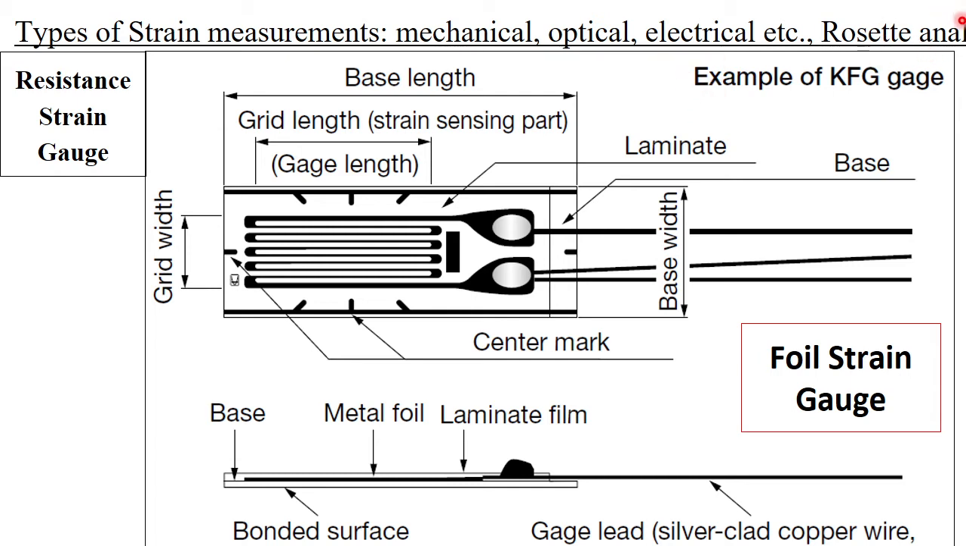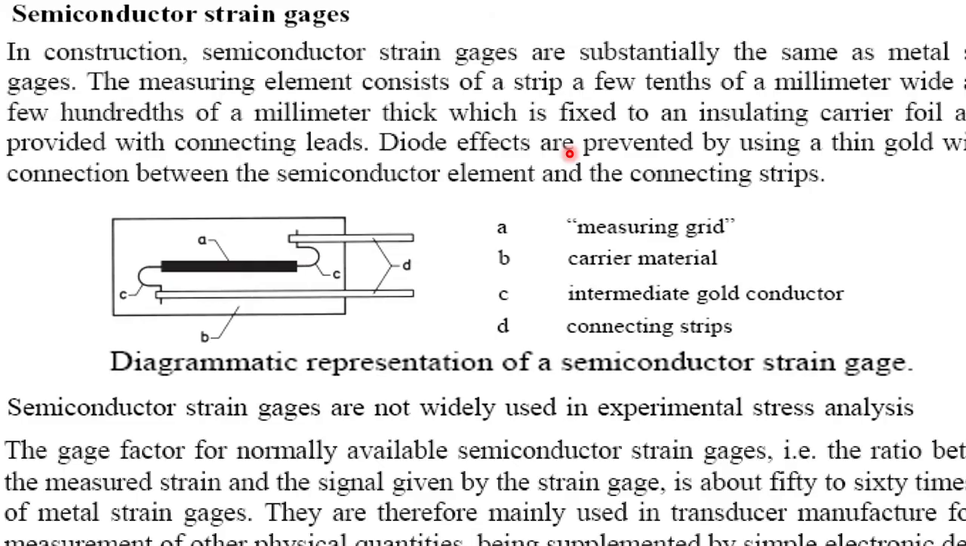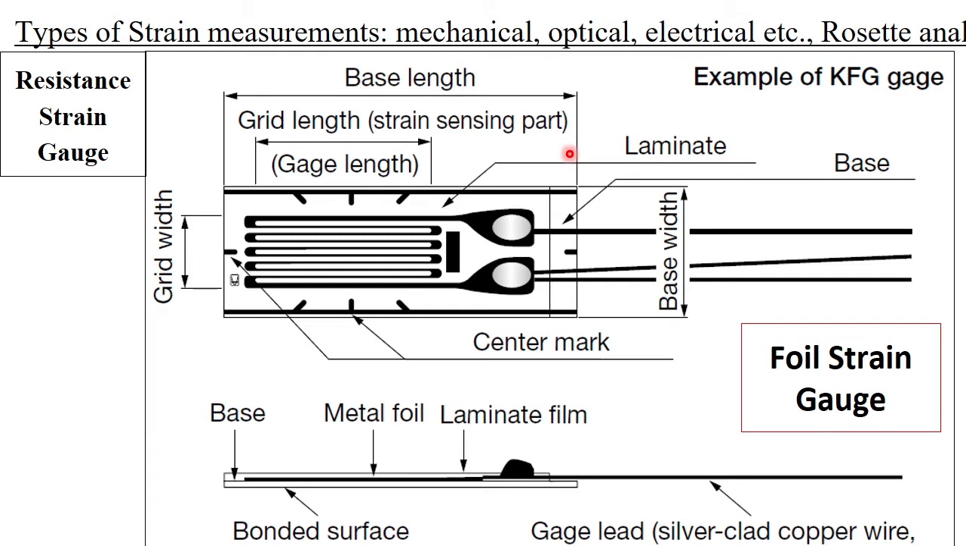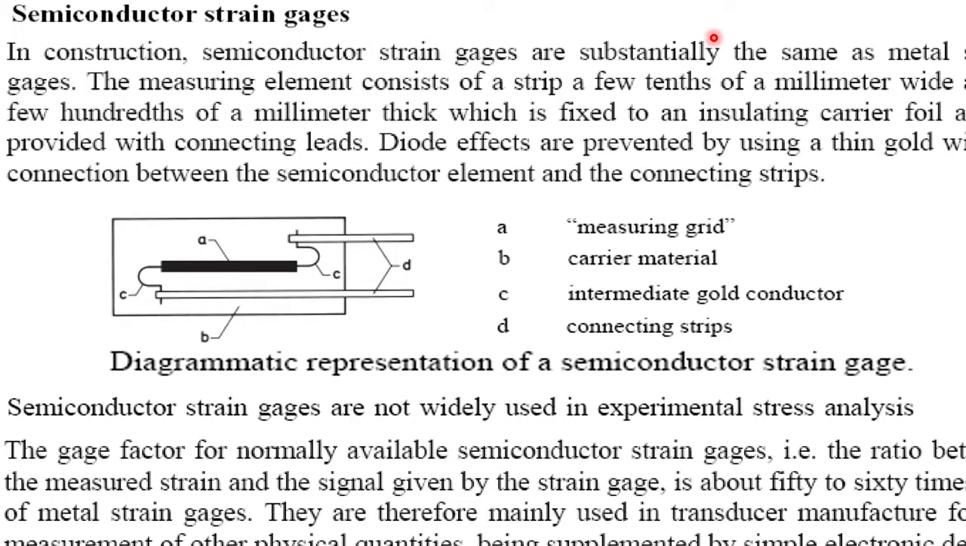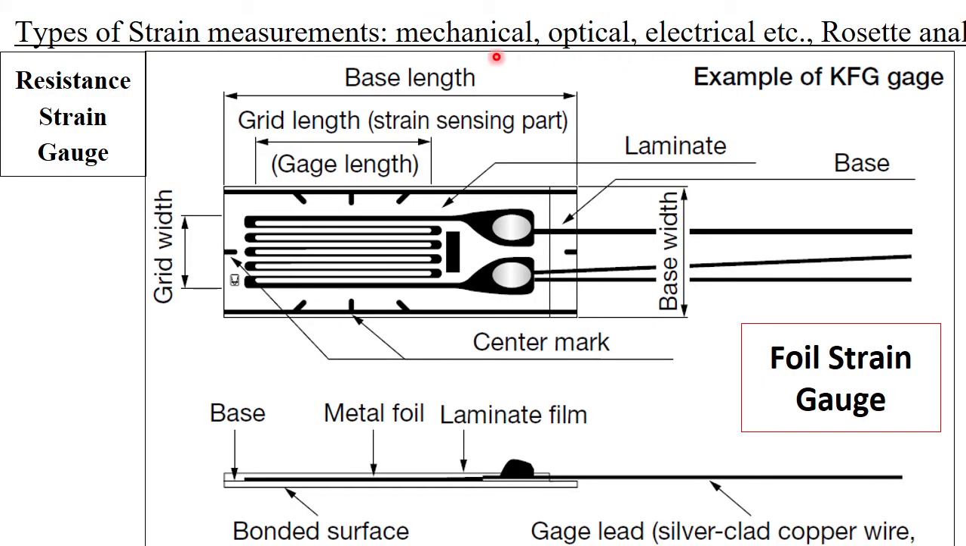This rosette analysis is a special type of strain gauge analysis. Here we are discussing the types of electrical ones. Rosette analysis is also part of the electrical strain gauge. The other type of electrical strain gauge is the semiconductor strain gauge. Let us see what is there in the resistance strain gauge.